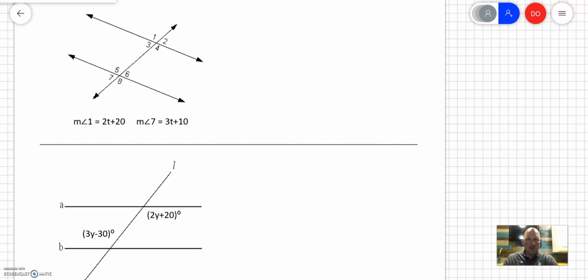Welcome back. This is still Geometry, Unit 3, Section 3.1, Parallel Lines Being Cut by a Transversal. This is video 4 of 4.